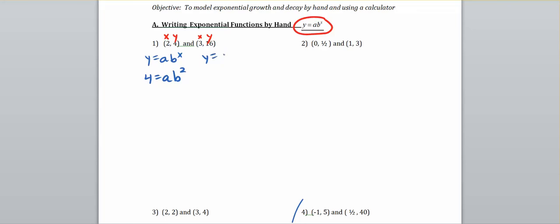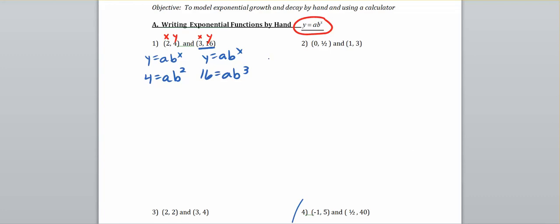Instead of y equals ab to the x, I want you to plug in y is 16 and x is 3, because that's what they told me in my initial example. My x was 3, my y is 16. Okay, if I want to solve for this, it's tricky because I have two variables. Normally when I have two variables, I do a system of equations. I'm going to do the same thing here, except I'm doing a system of equations by division.